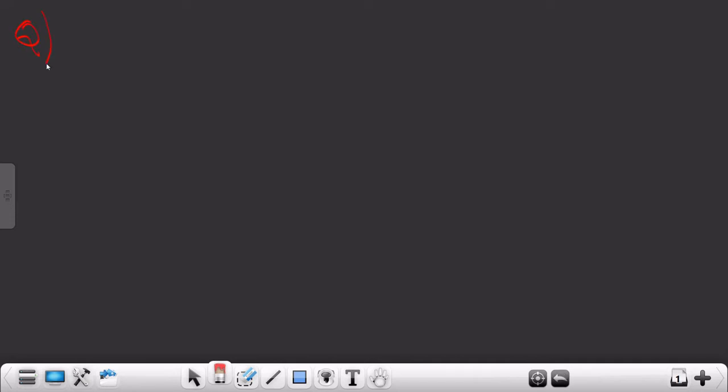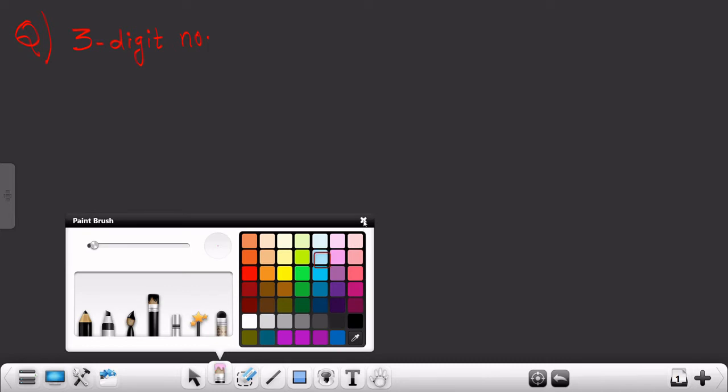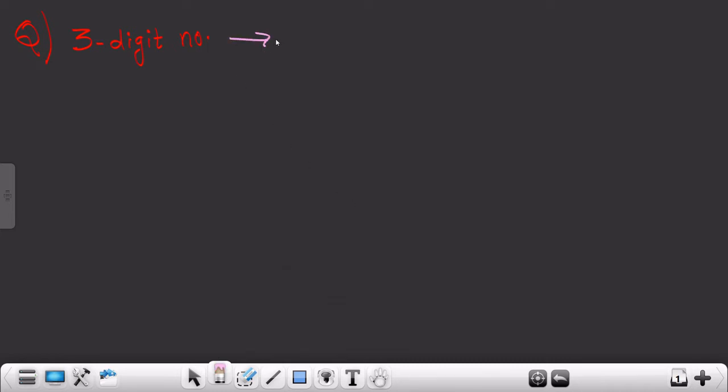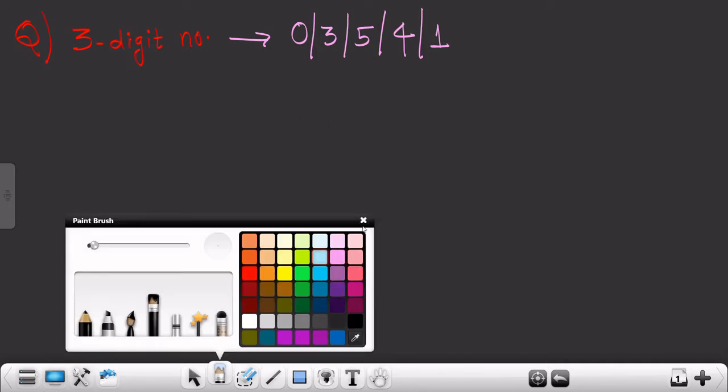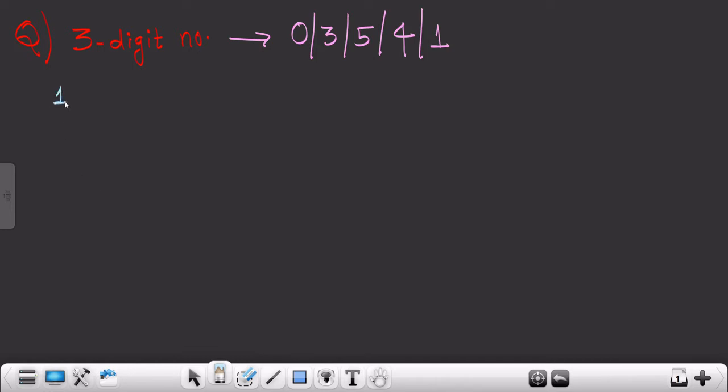The question is, let's suppose you want to form a 3-digit number from this set of numbers. From which set of numbers, sir? From this set: 0, 3, 5, 4, and 1. From this set of numbers you have to form a 3-digit number, and the very first case is such that repetition of any number is allowed.